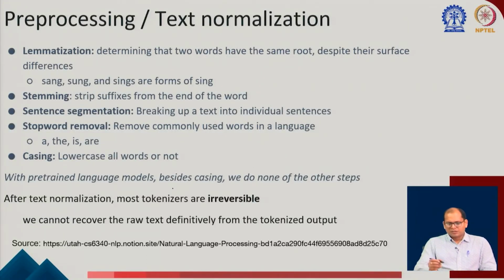Now, while you process text, there are many other steps that you also do. For example, you may do lemmatization. Like sang, sung, and sings are all forms of sing. Can you take all of these words to the form sing? You do stemming, where you strip the suffixes. That is a simpler way of doing lemmatization without being grammatically correct in the final form that you generate. You just chop off some suffixes.